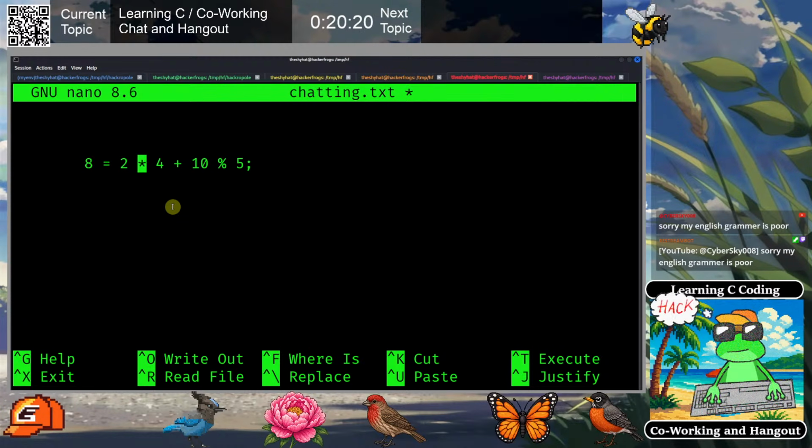I'm not a math person. So if we're just using regular math operators, we've got our addition, subtraction, multiplication, division, and we got the modulo. I'm not too sure how else we can arrive at 8.